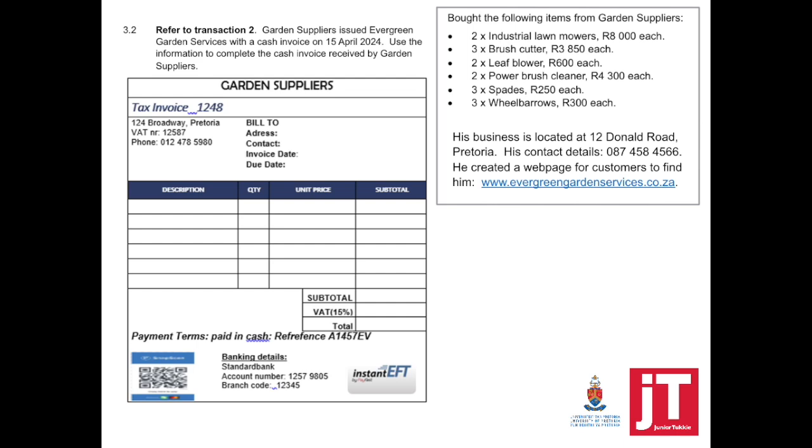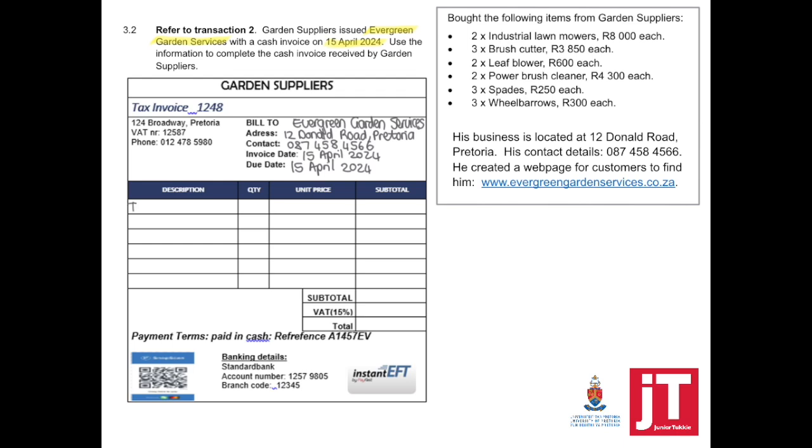The business is located at 12 Donald Road, Pretoria. So when we look at the bill 2, that bill 2 will be Evergreen Garden Services. The address, 12 Donald Road, Pretoria. Contact details. The invoice date is on the 15th of April 2024 and the due date is on the 15th of April 2024 because this is a cash invoice.